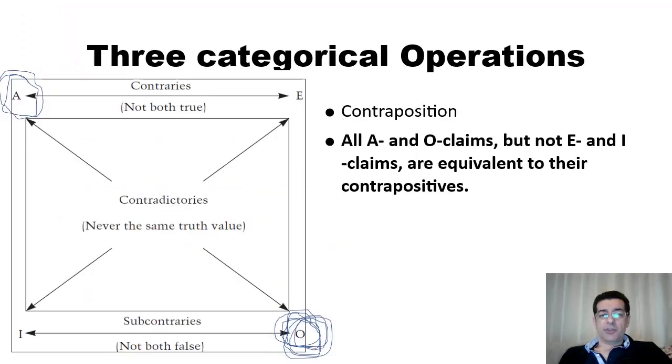Now, contraposition. Contraposition only applies to A and O claims. You can see that I have beautifully drawn a wiggly line around the claims, right? To contrapose a claim, we should do two things. One, switch the subject and the predicate terms. This means the subject becomes the predicate and the predicate becomes the subject. And step two, use the complementary term. Now let's look at some examples.